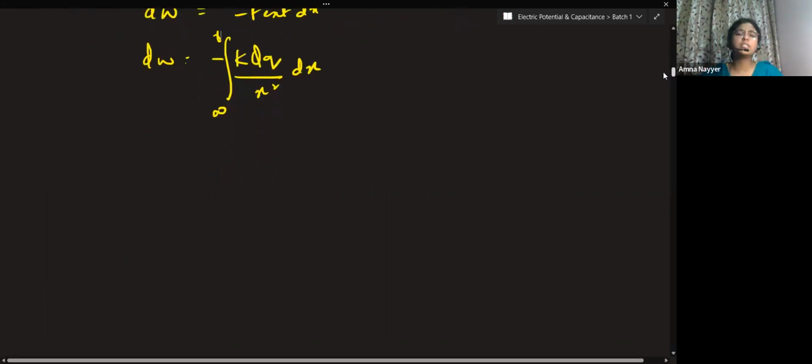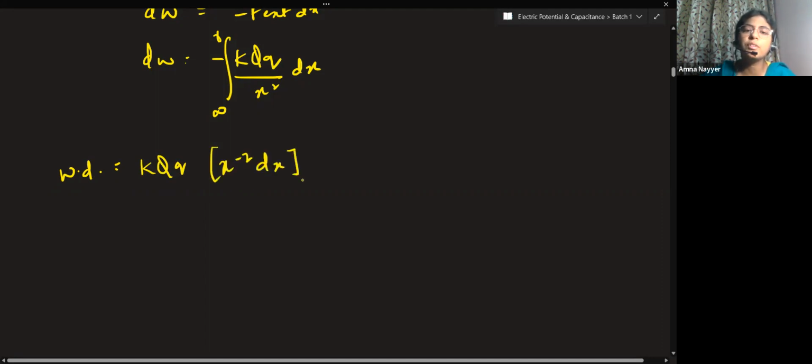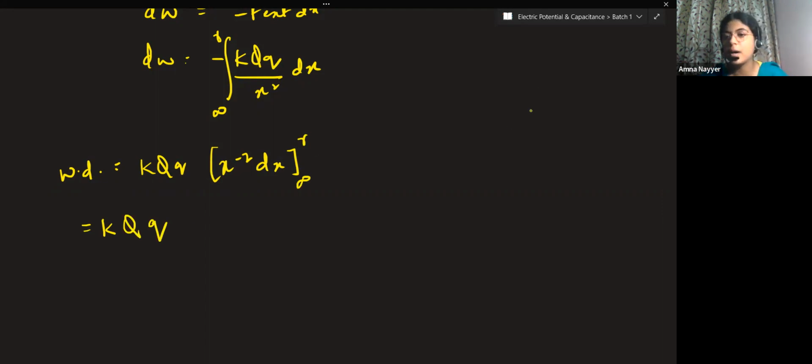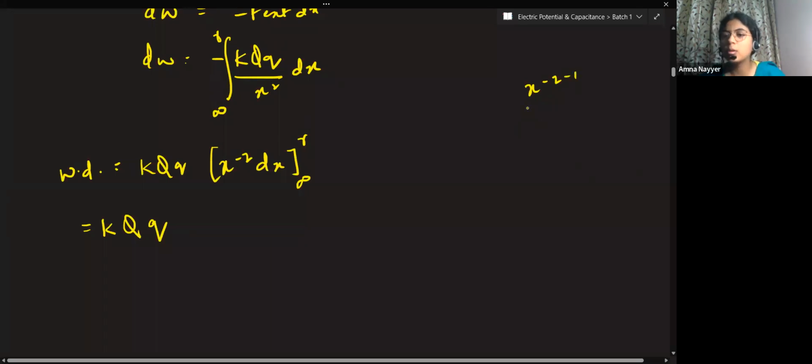Now we have just practiced derivation and integration, how to solve it. So your whole work done: K capital Q small q, these are constant. You are left with x to the power minus 2 dx, and this is from infinity to the point R. Now x to the power minus 2, you add minus 1 over here.